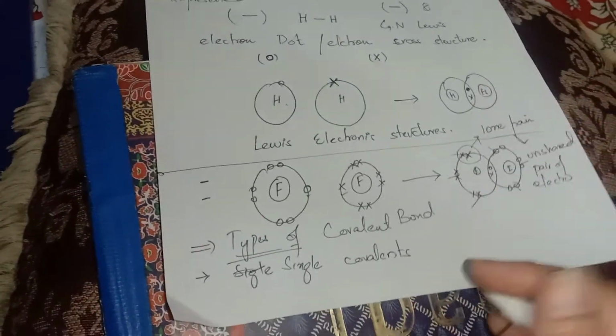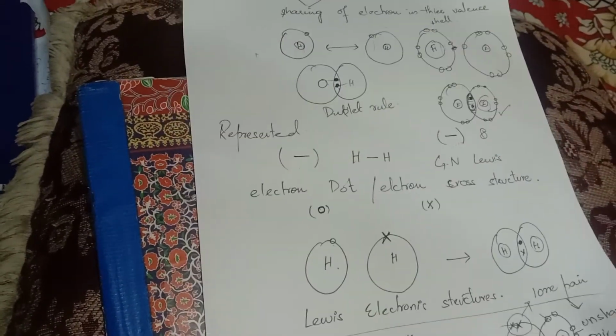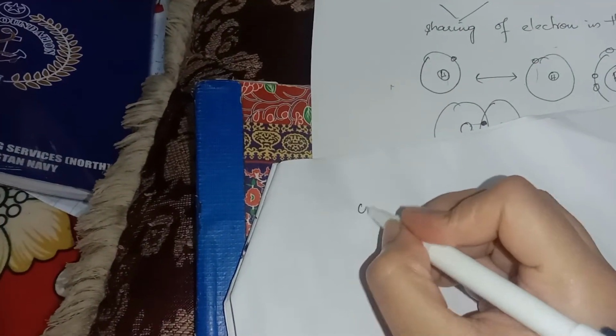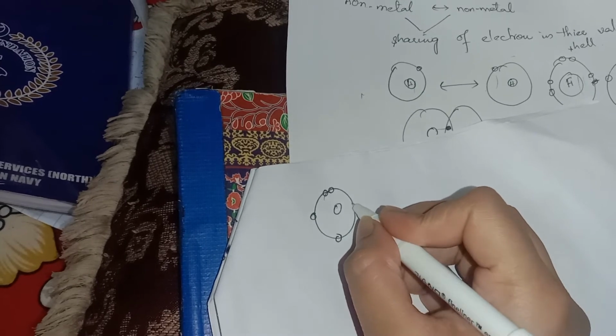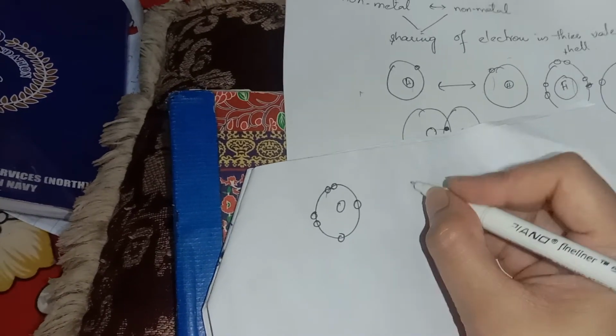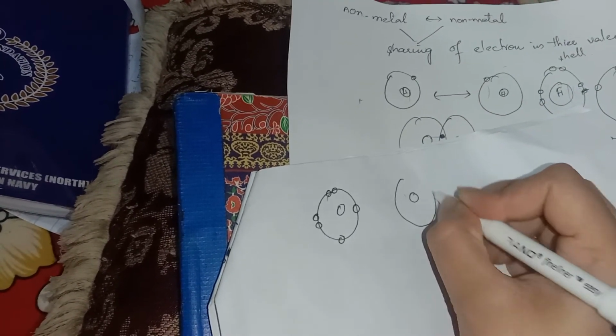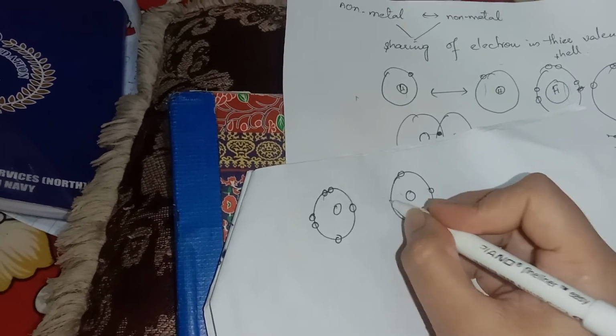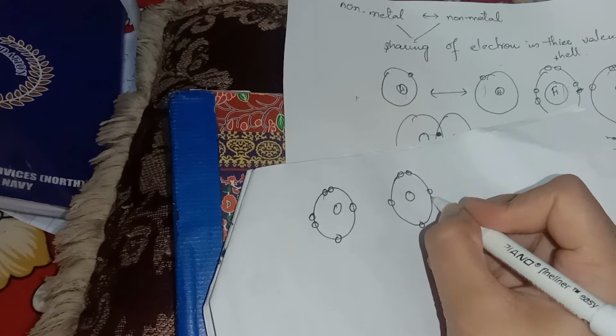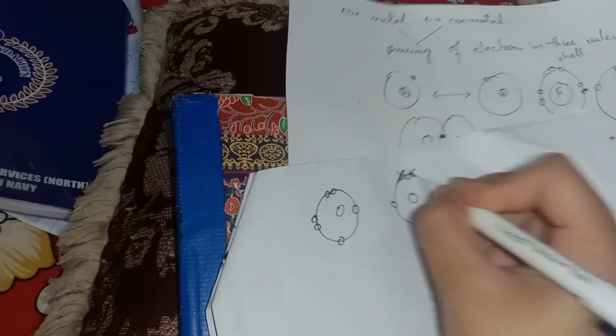But for example, let's take an example of oxygen. In oxygen, we have 6 electrons in the valence shell: 1, 2, 3, 4, 5 and 6. Similarly, in the second oxygen, we would have 1, 2, 3, 4, 5 and 6. Sorry, I have to mention it with the cross.